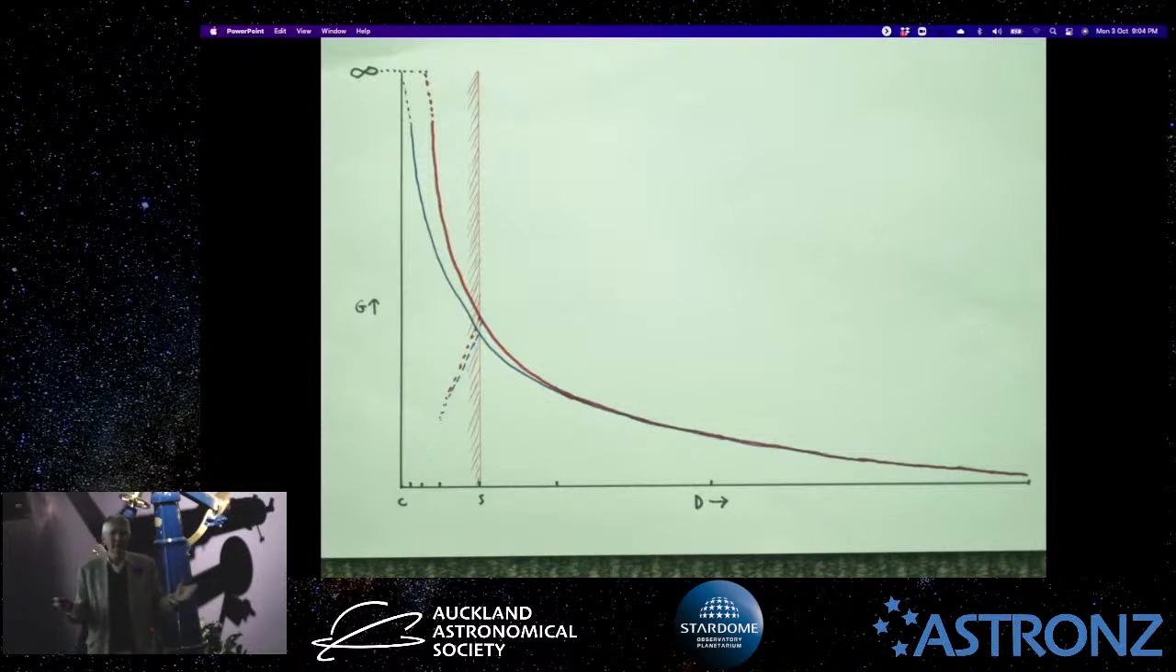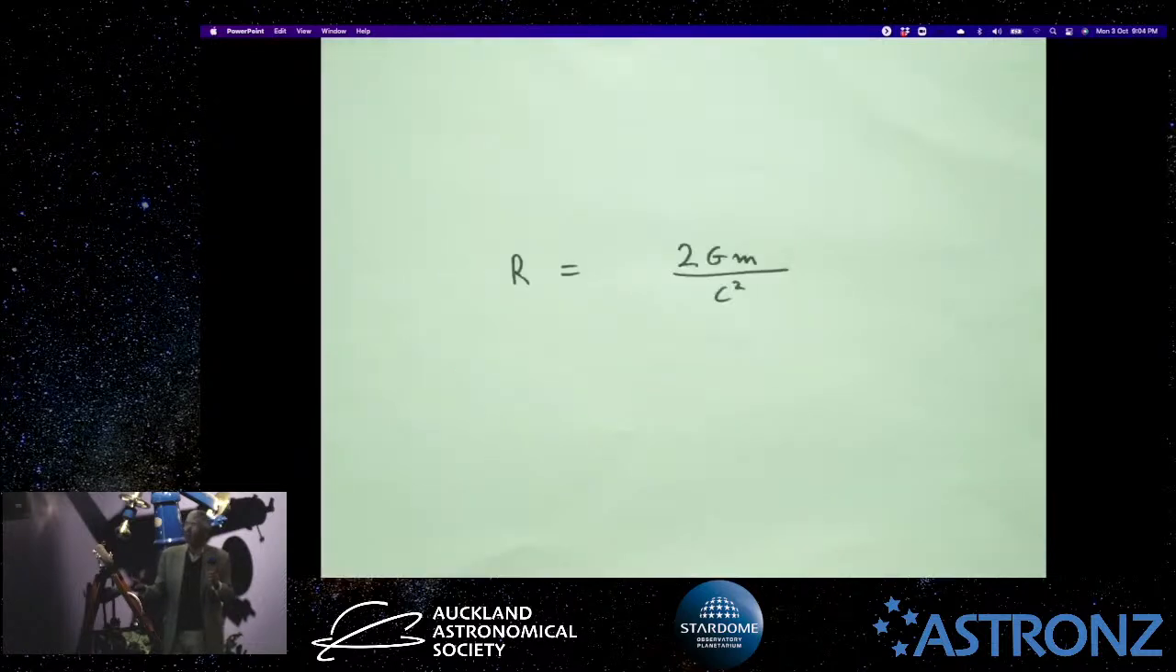In the case of the Sun, it's about 4 or 5 kilometers in diameter. The formula that Karl Schwarzschild came up with was actually a very simple one. The radius of a black hole equals 2GM over c squared. G is the gravitational constant, M is the mass of the object, c, of course, is the speed of light.